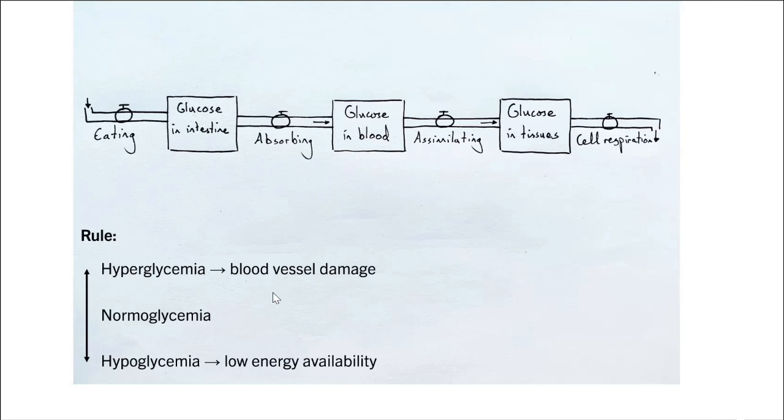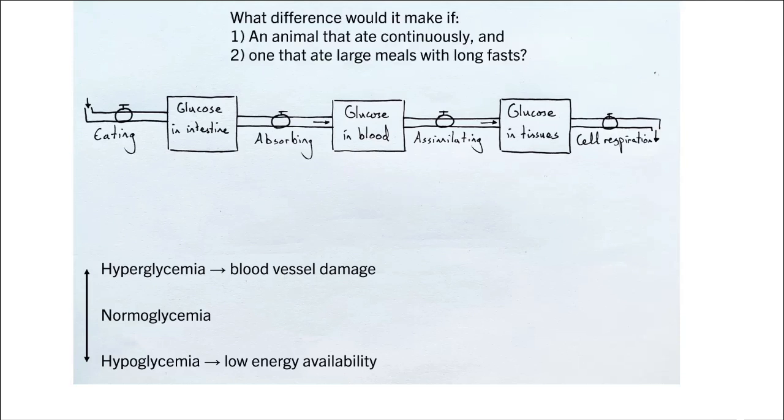So with that rule in place, I asked them another question, and that would be this: what difference would this make, an animal that ate continuously and one that ate large meals with long fasts? And then this is a problem to solve. And the only way they can solve it is really by working with the model. This is a very simple one because it's linear.